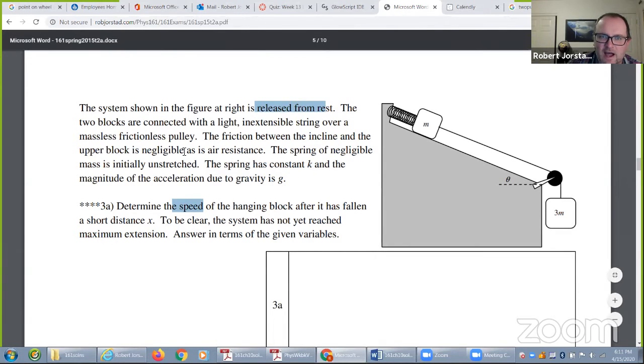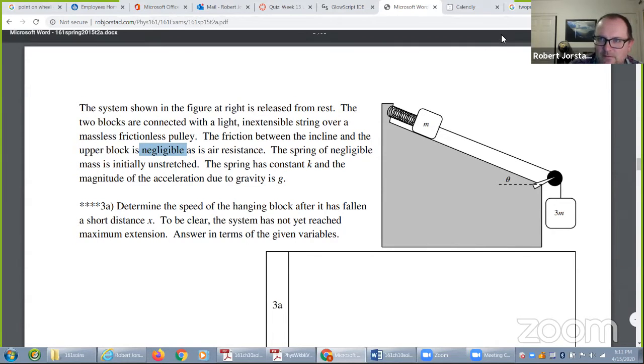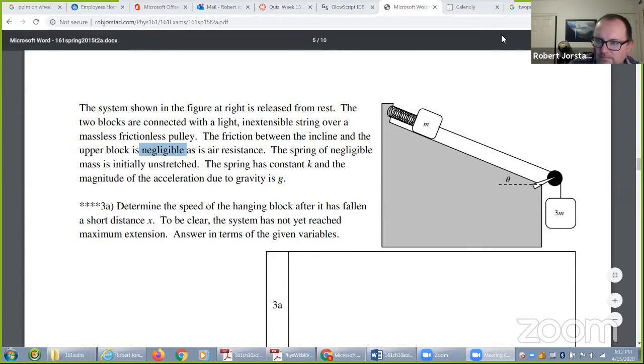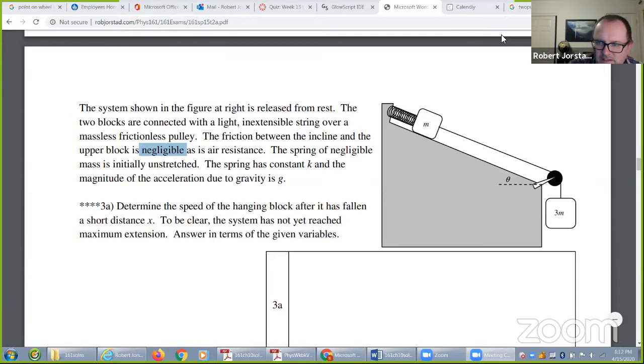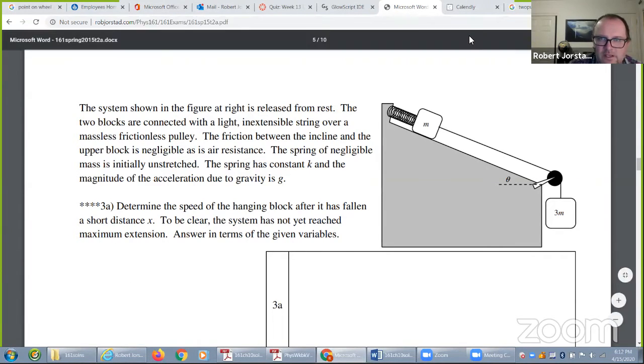Released from rest. I'm going to write down the energy equation. Wait a minute. Friction. Oh, negligible. Sweet. If we have friction negligible, there's no work done, right? So that's going to be pretty easy. Let's see. Do you need a force equation to solve for the spring? I don't think so. In this case, I could just do this one really quick, right?